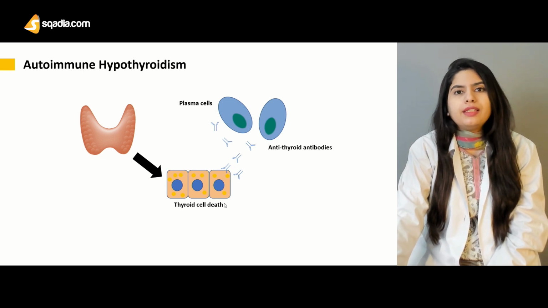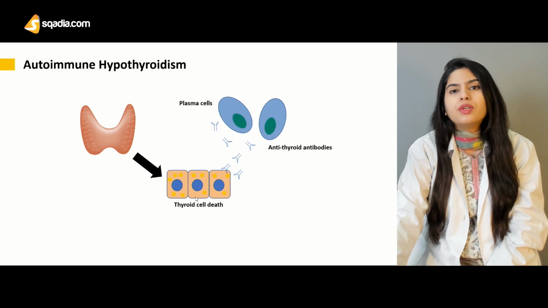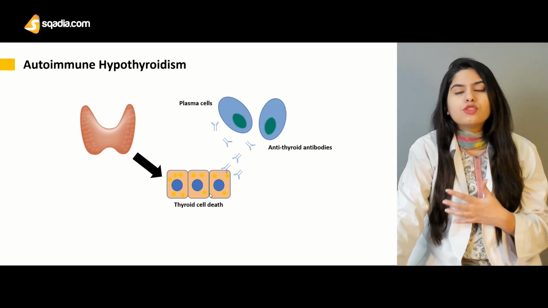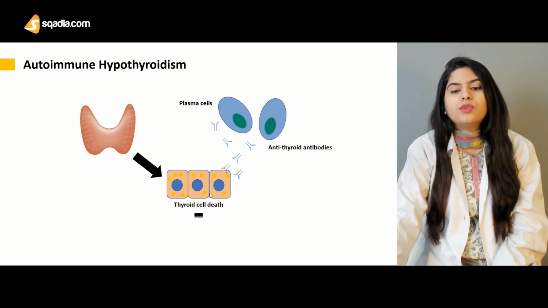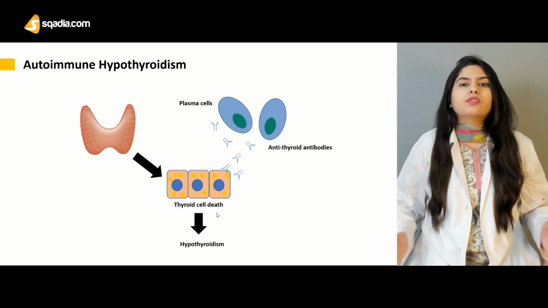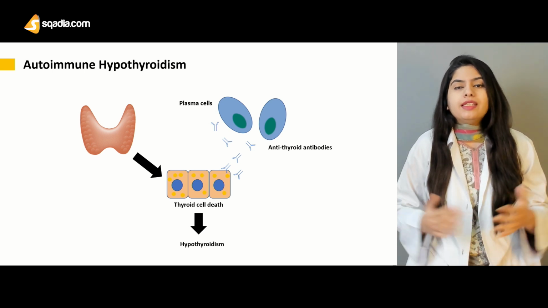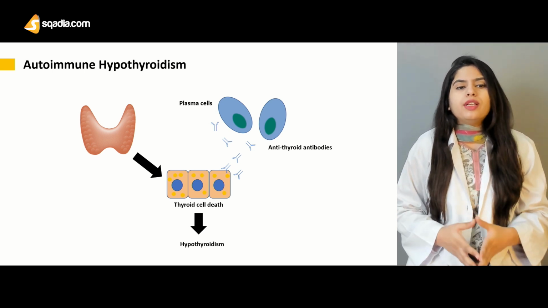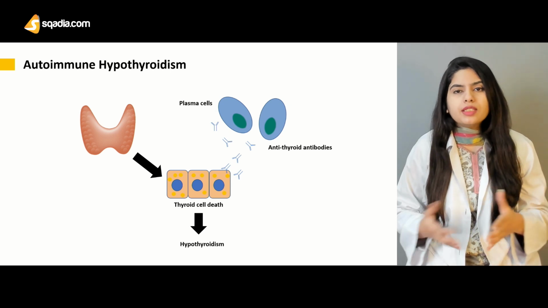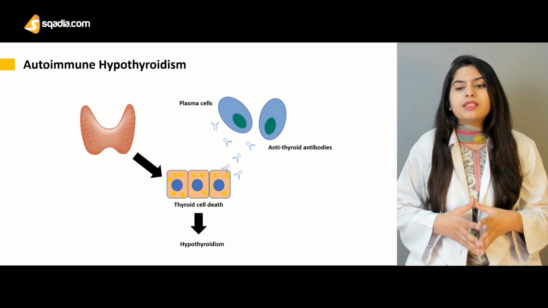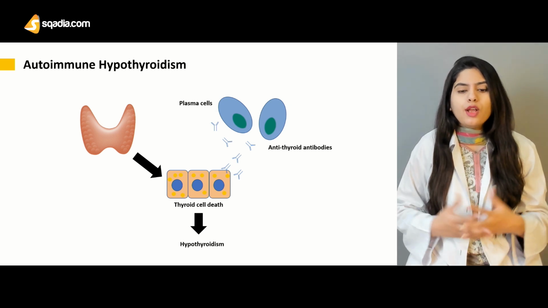Now, when the death of the thyroid cells occurs, you can see that in these cells there is thyroglobulin that has to be converted to T3 and T4. When these cells die, there is no production of thyroid hormone, and there is a decrease in the level of T3 and T4, ultimately causing hypothyroidism. This type of hypothyroidism is known as autoimmune hypothyroidism, where an autoimmune reaction takes place and anti-thyroid antibodies are produced.